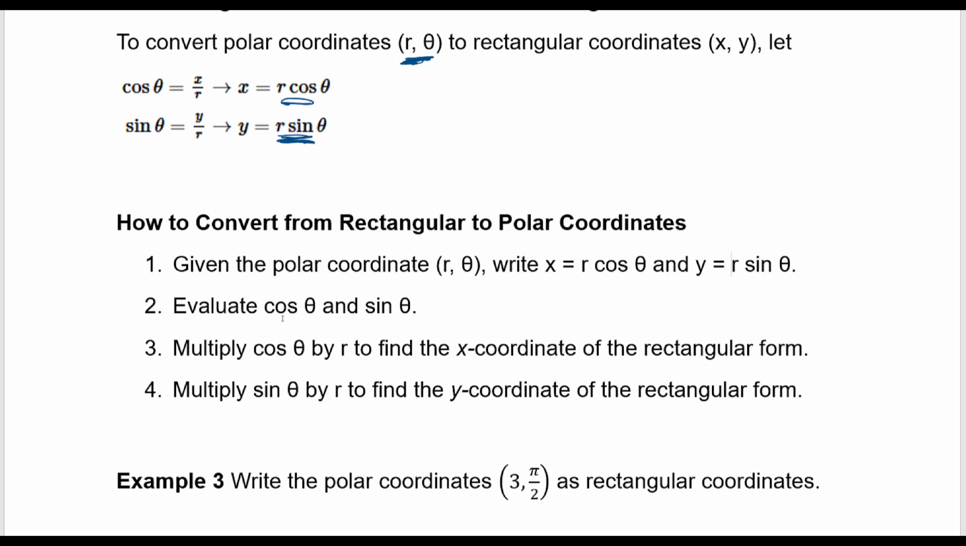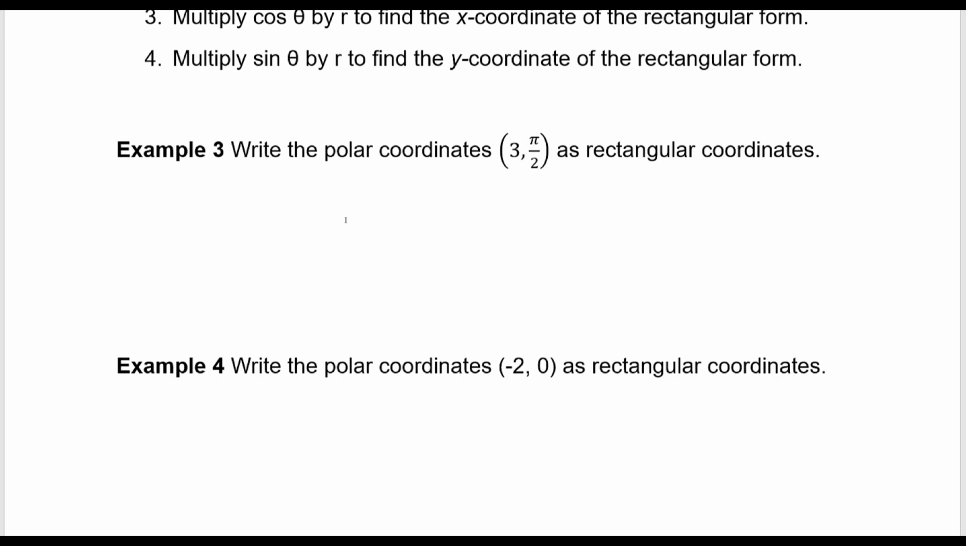And evaluate cosine theta and sine theta. Multiply cosine theta by r to find the x coordinate and multiply sine theta by r to find the y coordinate. So write the polar coordinates (3, pi over 2) as rectangular.